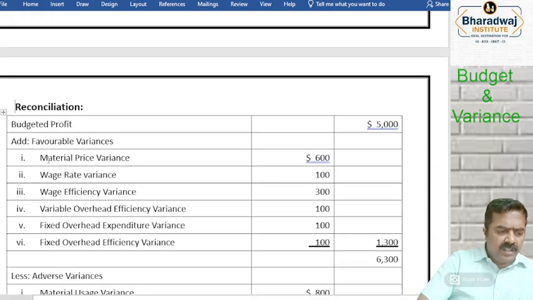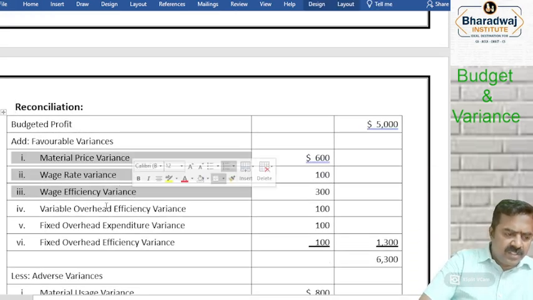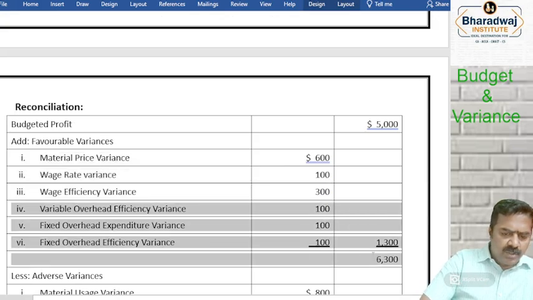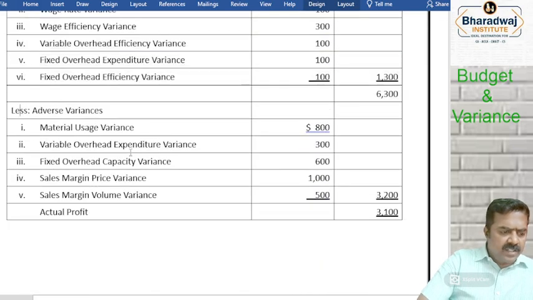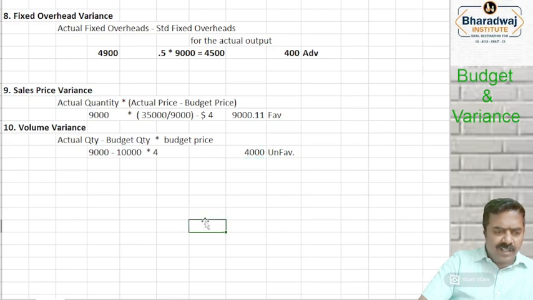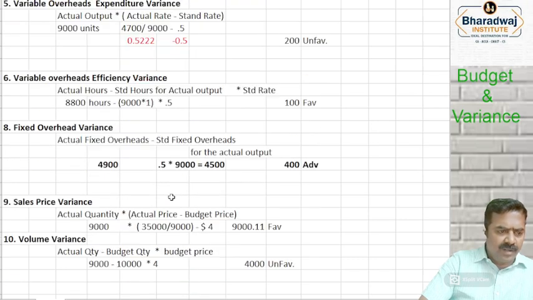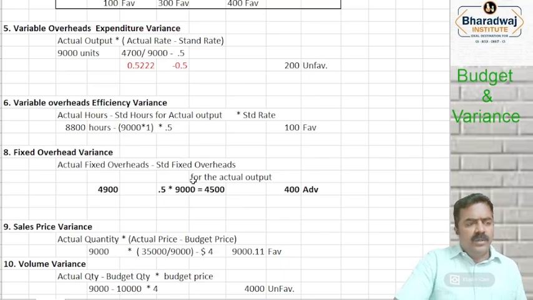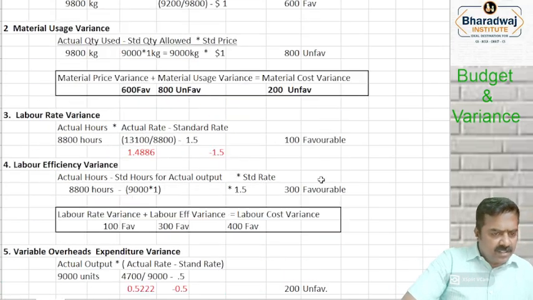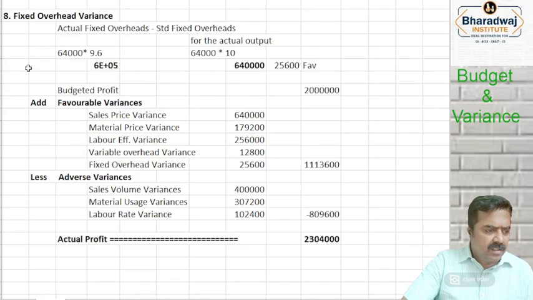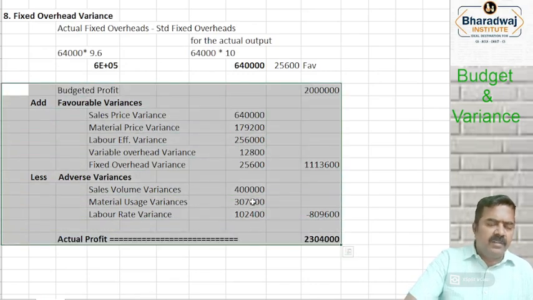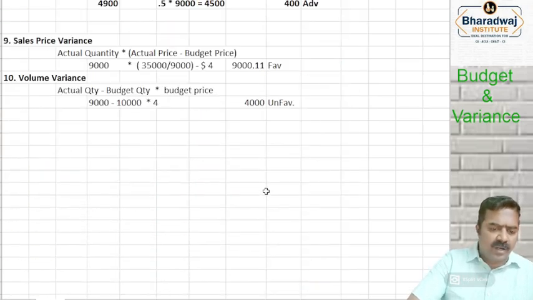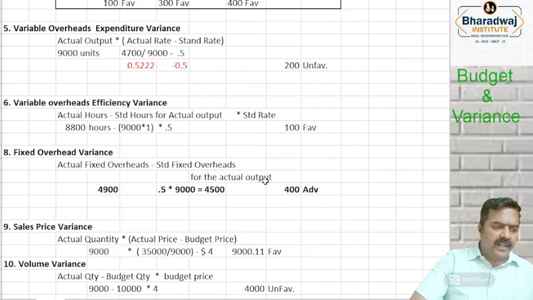Add all favorable variances, price variance, wage rate variance, efficiency variance, minus all adverse variances, and you will get the actual profit. Like this, they can ask you a reconciliation statement in the exam question. If you are thorough in these questions, the reconciliation statement is the same: budgeted profit, add all favorable variances, minus all adverse variances, you get the actual profit.